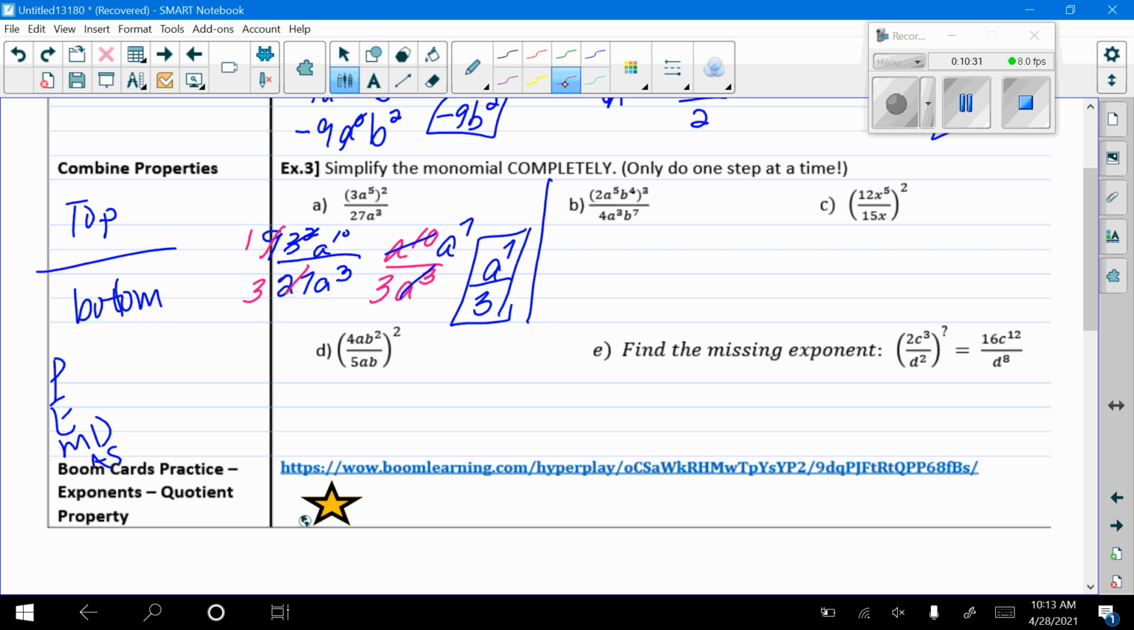B, same idea. We're going to distribute this 3 to each item. So it's going to end up being 2 to the 3rd, a to the 15th, b to the 12th over 4a squared b to the 7th. Well, this gives me 8. Now 8 divided by 4 is 2 on top. 15 minus the 2 here gives me a to the 13th, and 12 minus 7 gives me b to the 5th.